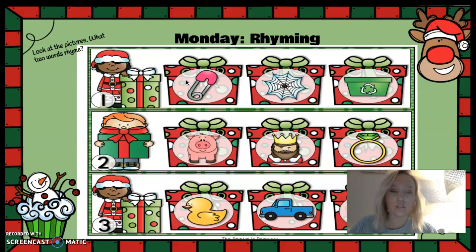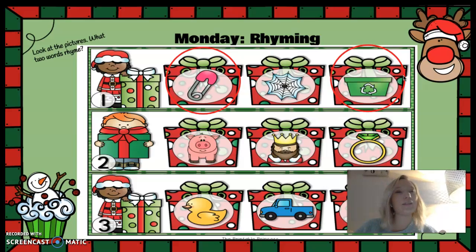Okay, so let's look at the first one. So we've got pen, say pen, web, and bin. Pen, web, bin. What 2 words rhyme? If you said pen and bin, then you got it right.